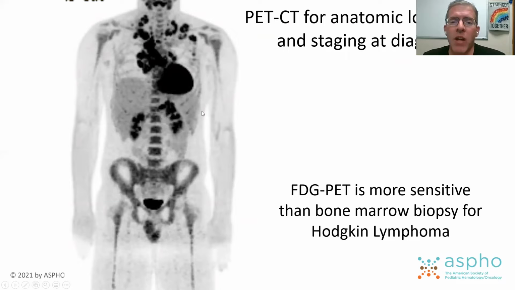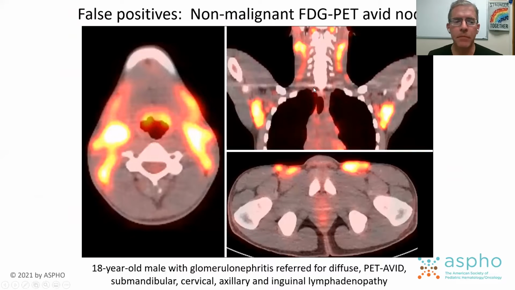PET CT is used for anatomic localization and staging at diagnosis, and it is more sensitive than bone marrow biopsy for Hodgkin lymphoma. And you can see the bone marrow involvement in the femurs, in the pelvis, in the vertebra, and then you can also see the anterior mediastinal involvement as well as the cervical involvement here.